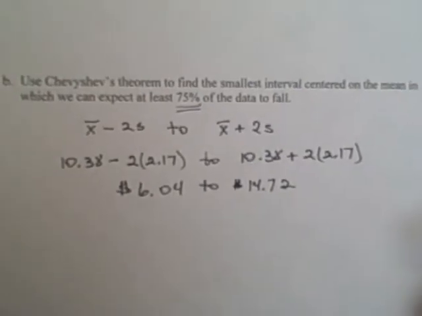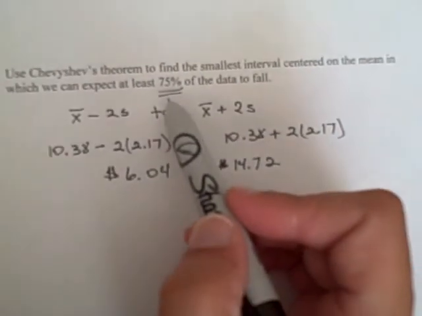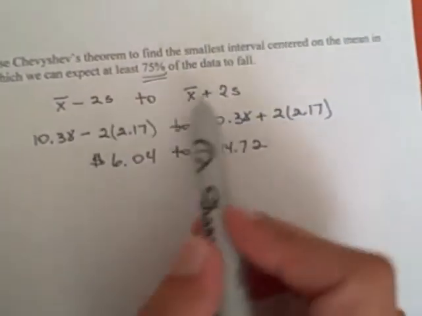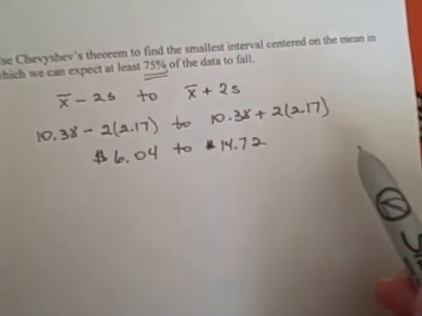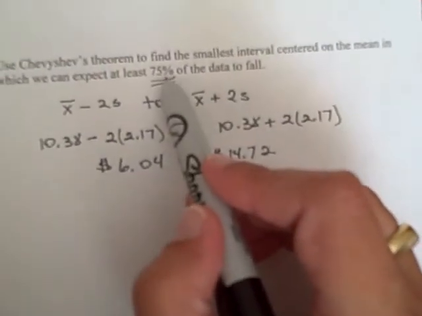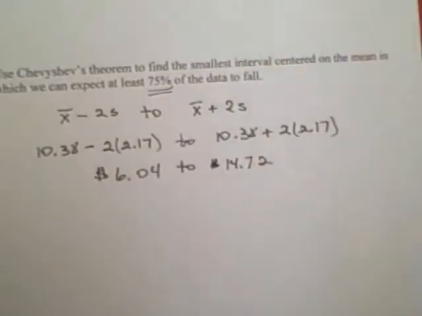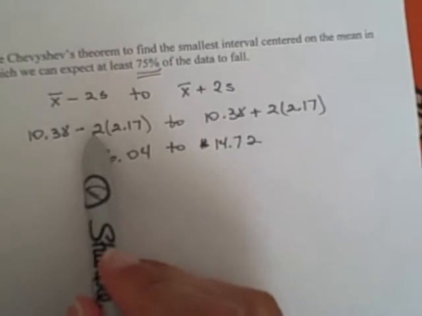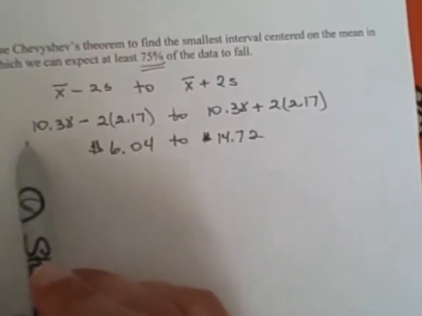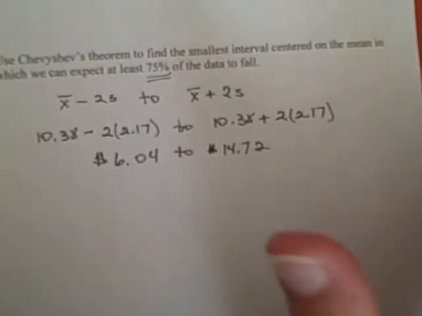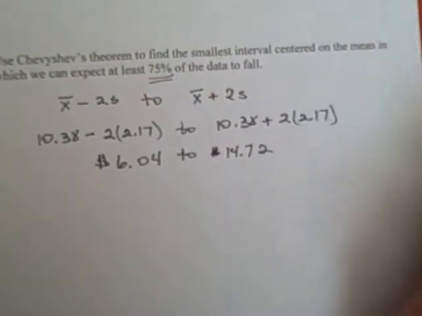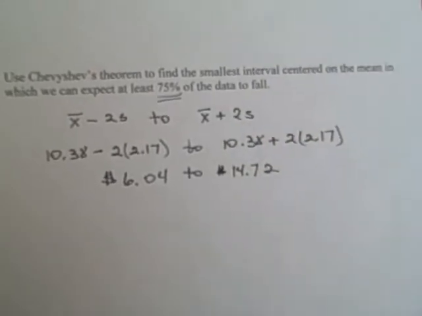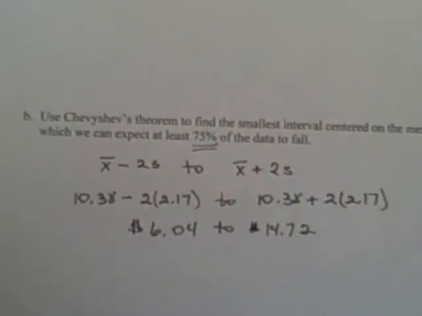Now, the only way that this problem would change is if instead of 75%, this said 88.9%, you would have multiplied by 3, okay? If this said 93.8%, you would multiply by 4, okay? Now, sometimes it wouldn't happen in this one, but sometimes when you multiply by 3 or multiply by 4, you might end up down in the negatives, which doesn't make a lot of sense, but that's fine. You go with it anyway, even if it doesn't make any sense. Okay? Let me know if you have any questions, and good luck on the homework.